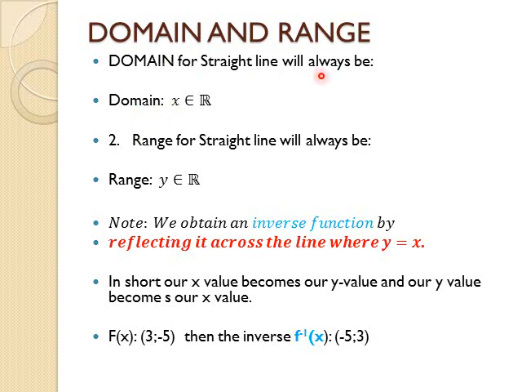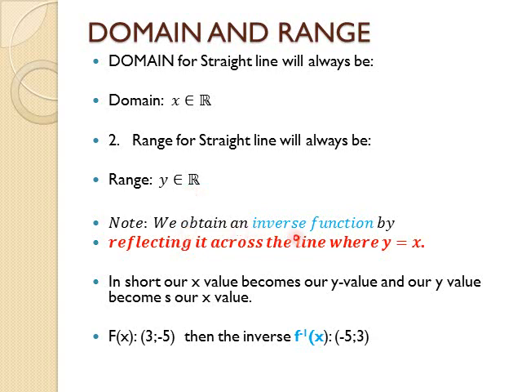Now, the domain for any straight line graph will always be x an element of the real numbers, meaning I can touch all the x values if I just continue drawing the straight line on both sides. The range for a straight line will also always be y an element of the real numbers, because it can go up to infinity and down to negative infinity.